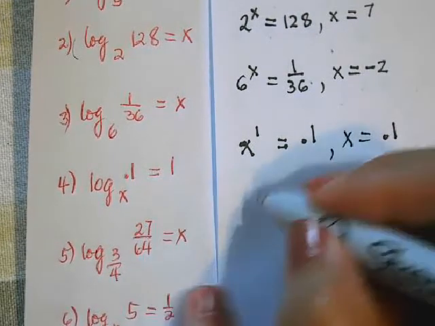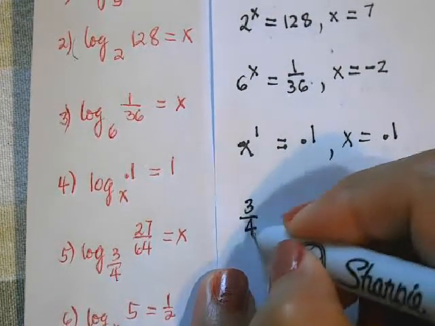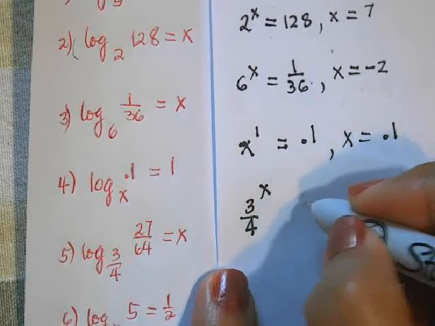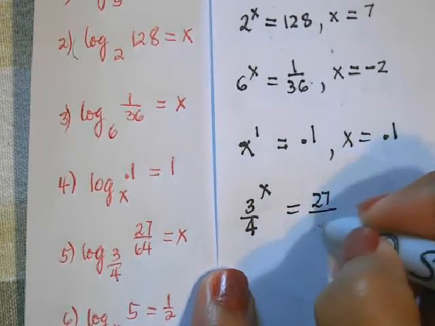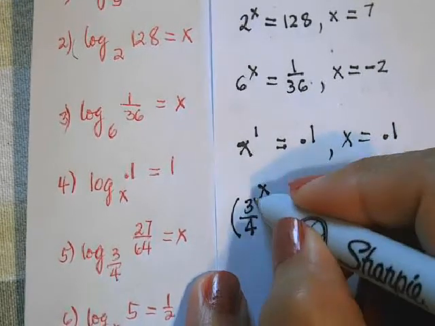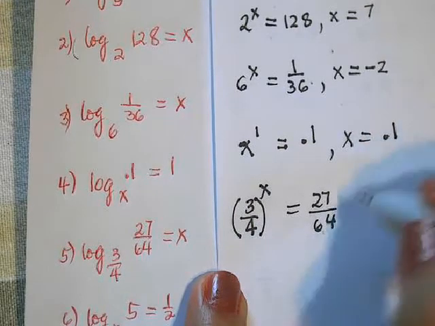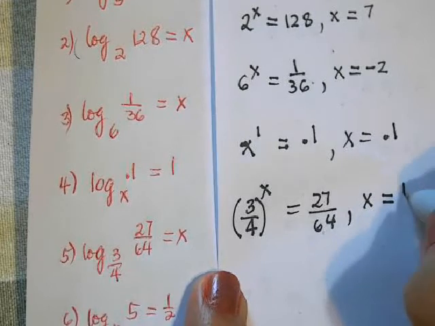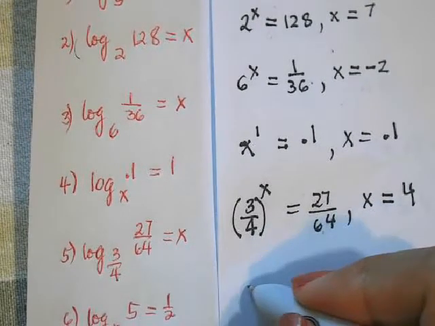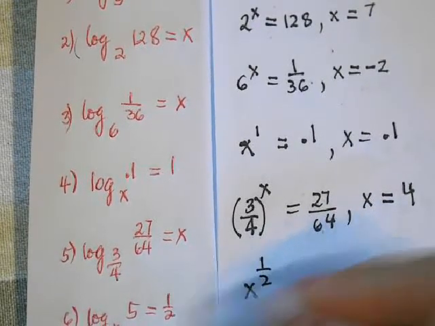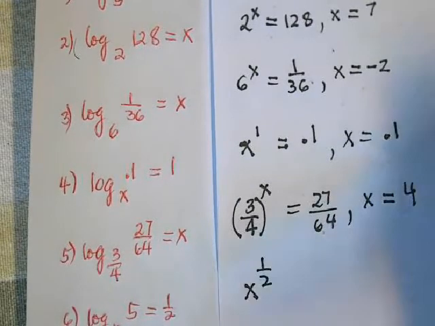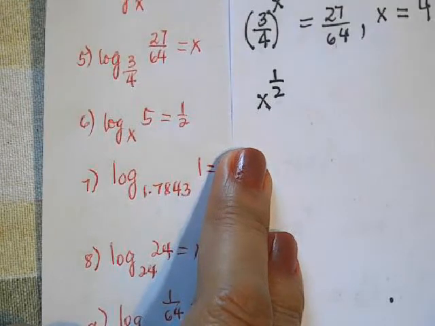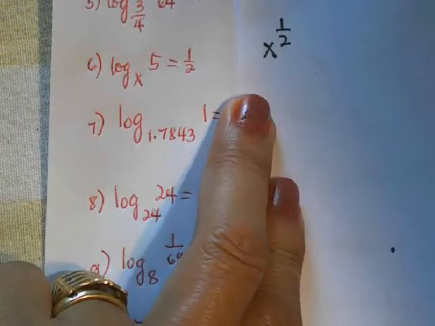3/4 to what power? 3/4 to x should give you 27 over 64. How many times will you multiply 3/4 by itself? That will give you 3, x is equal to 3. Here, x raised to 1/2 is 5.